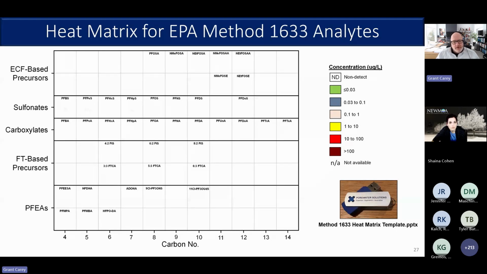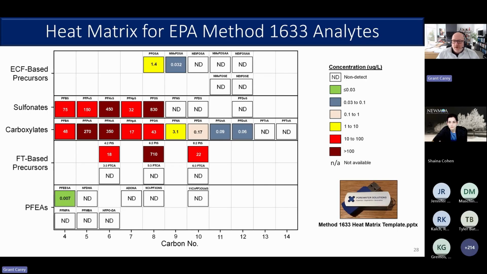You can see on the x-axis, we basically have the number of carbon atoms. So the shortest tails, the shortest molecules, are at the left, PFBS, PFBA. And if you go from left to right, you see the carbon numbers increase and the molecules get longer. And then on the y-axis, we've really got rows for the different classes of compounds. We've got sulfonates and carboxylates, and then we've got the precursors above and below that degrade to sulfonates and carboxylates. And we've got a couple rows at the bottom for PFAS.